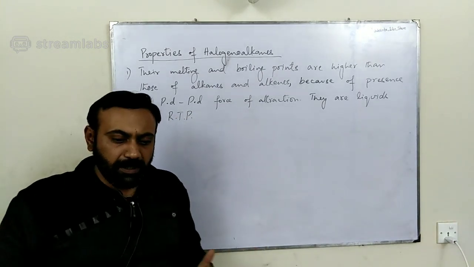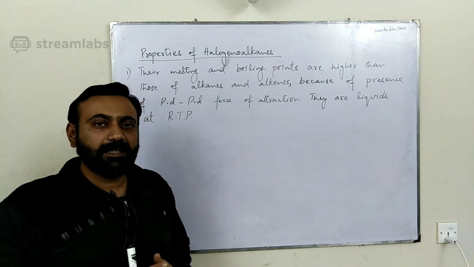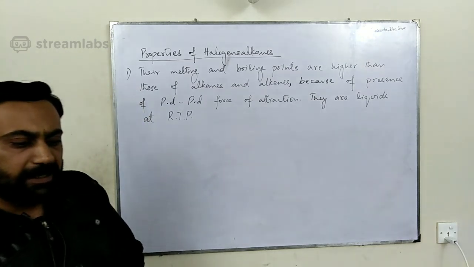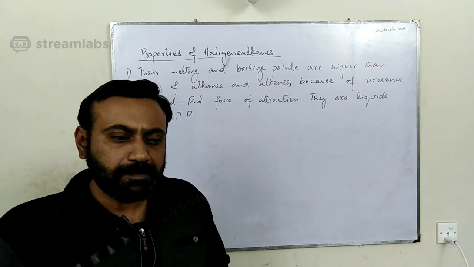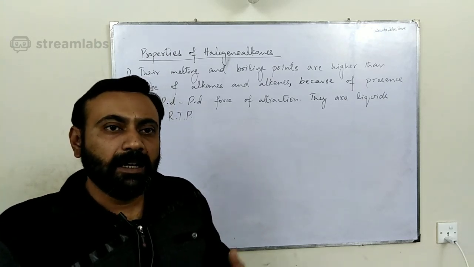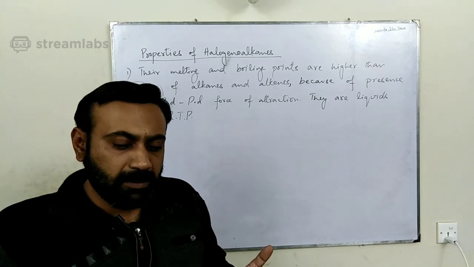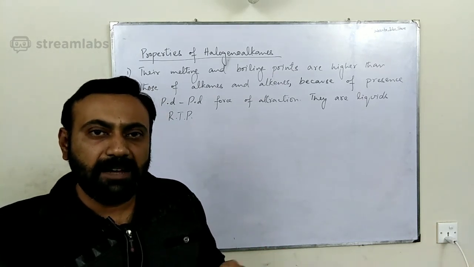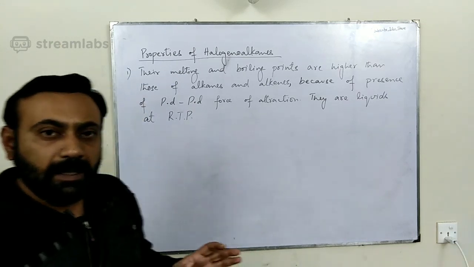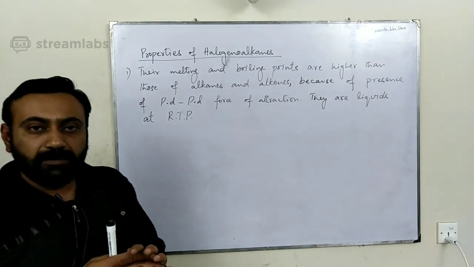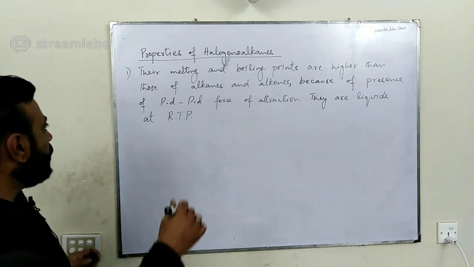But another thing you need to remember is that halogenoalkanes are volatile liquids. They are highly volatile. They are much more volatile than alkanes and alkenes. Because of their volatile nature, we have to alter some of the conditions of their reactions. We will deal with those conditions when we go to the reactions. So moving on with the properties.